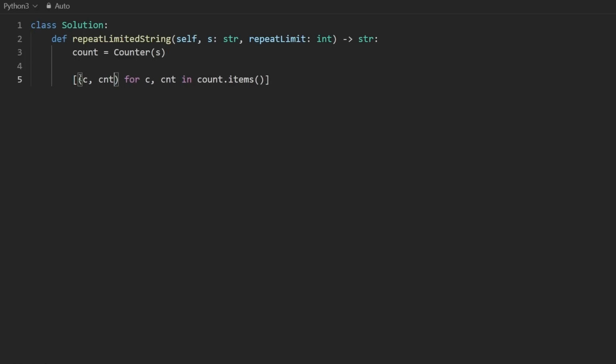I want the character and the count, but the problem is I want this to be the key of the heap. Specifically, we want the character to have the precedence, but this character right now is going to be sorted from A through Z. By default, in Python, it's going to be a min heap, but we want it to be a max heap. So how do we do that? Unfortunately, Python makes it more annoying than most languages.